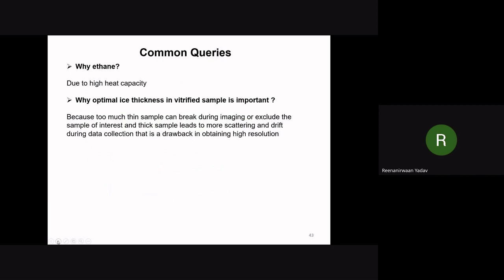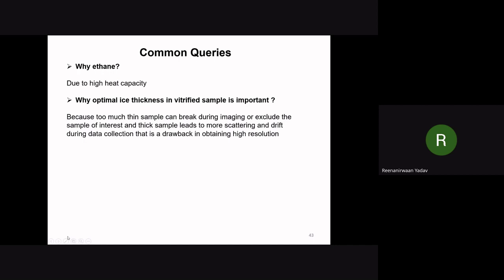So earlier, sir also said, why do we use ethane for plunging? Why not liquid nitrogen? The basic answer is this: ethane has a high heat capacity. It means it requires more heat to raise its temperature by a certain degree. When our sample is dipped inside the ethane, it releases heat.